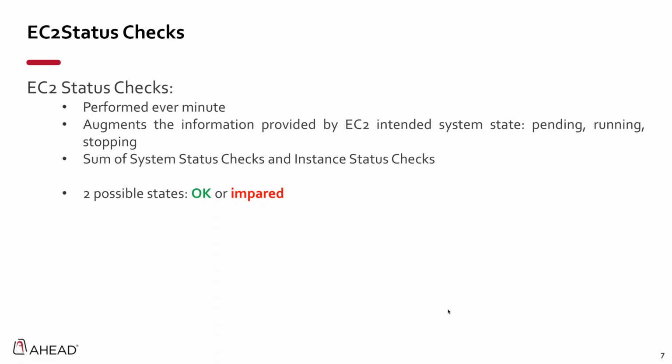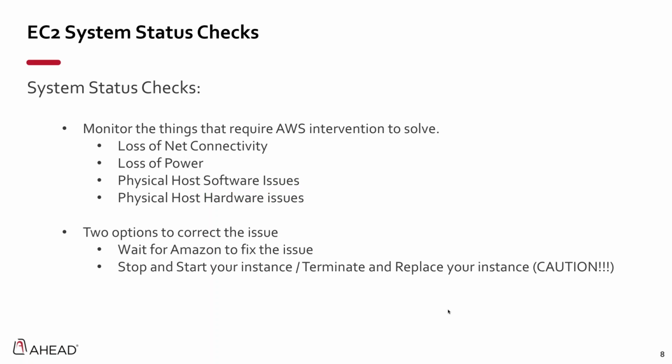But I think what you need to know about EC2 status checks is that they happen every minute, right? And they augment the information provided by the EC2 intended system state, meaning that like if the system is either in the pending state, the running state, or the stopped state, right? Status checks kind of equal, is this thing healthy at the end of the day? And it really equals a sum of system status checks and instance status checks, which are, if you log into that AWS console and you fire something up, you see the little 2 out of 2 with the checkbox. That means that both your system status checks and your instance status checks are good to go. Let's dive into those really quickly.